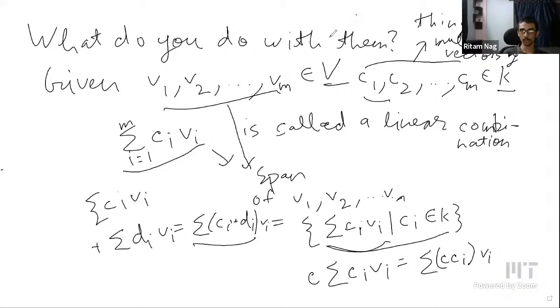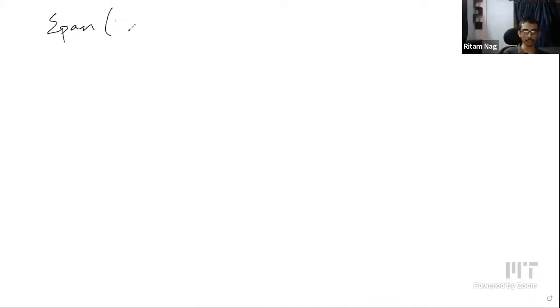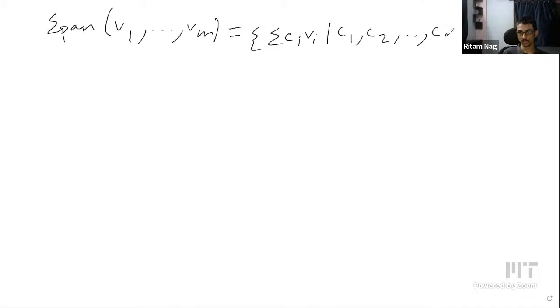Can you define the span once again? Okay, so the span of V1 to Vm is the set of sigma Ci Vi, where C1, C2, up to Cm are arbitrary scalars. Is that clear? So let me give an example.